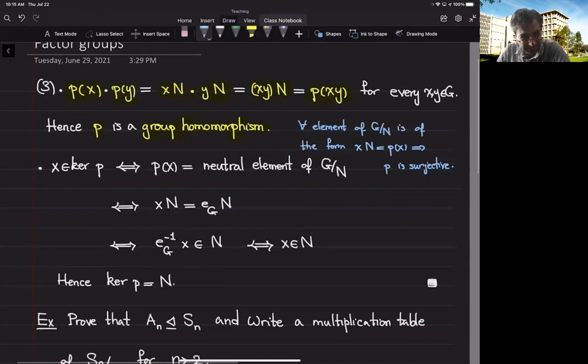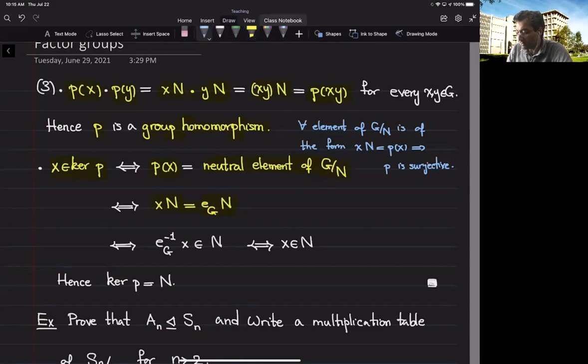Now let's try to understand the kernel of P. That's the last part of the proposition. X belongs to the kernel of P precisely when P of X is the neutral element of the codomain. But the neutral element of the codomain is the coset that's represented by the neutral element. So P of X is xN, and xN is supposed to be the neutral element, the coset that's represented by the neutral element.